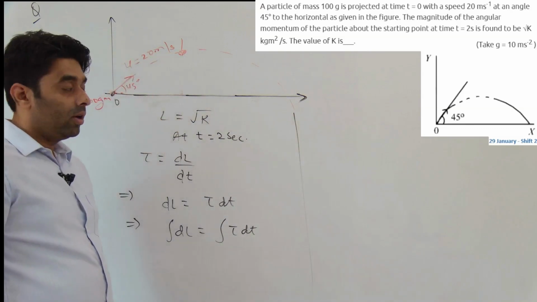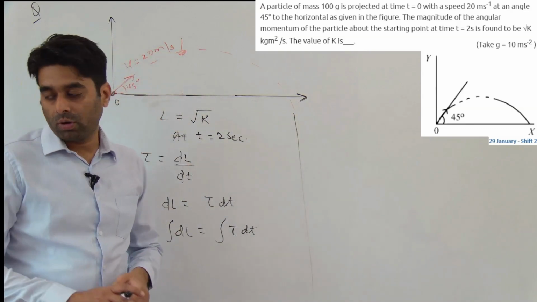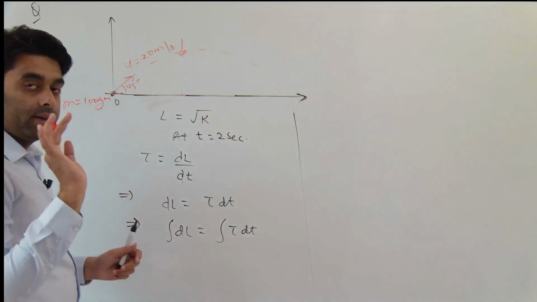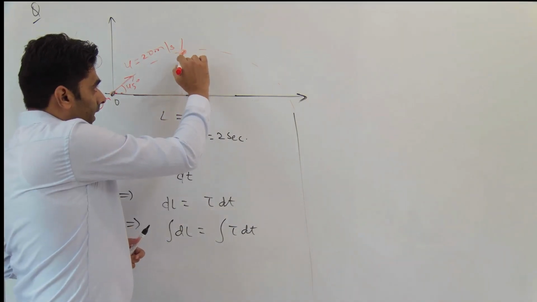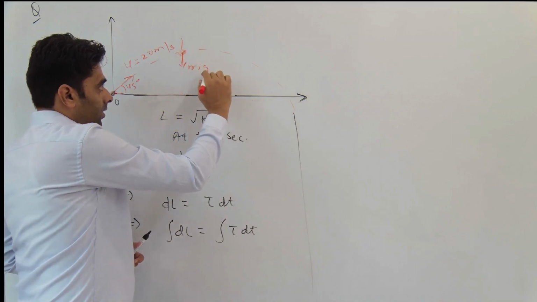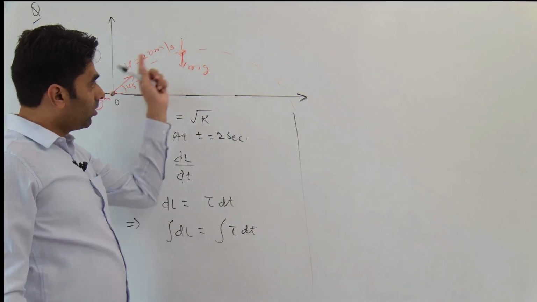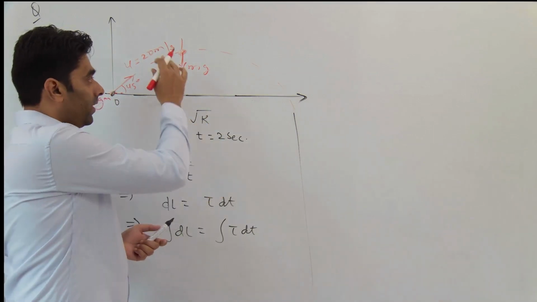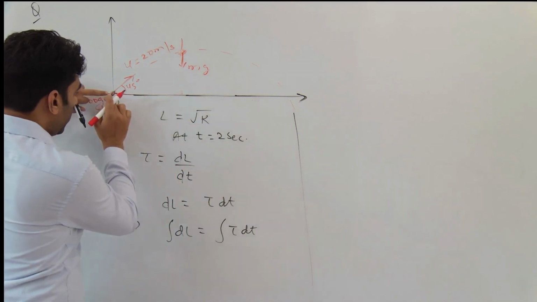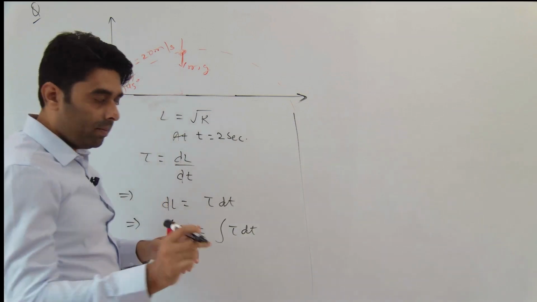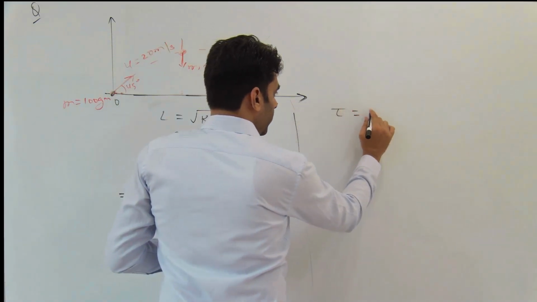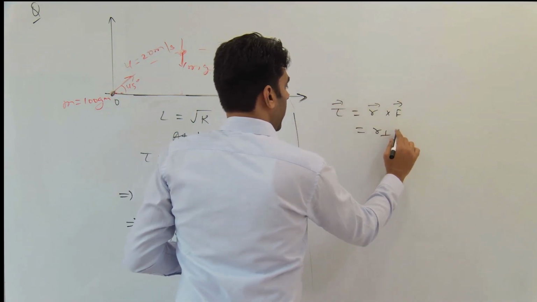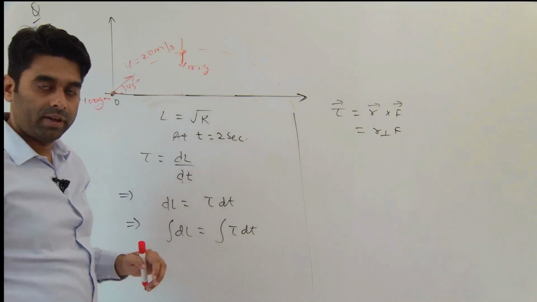Tau is your torque. Which force is applying torque over here? On this particle, only one force is acting, which is your mg. Throughout its journey, only mg will be acting. If we write down the torque of mg about this point at any time t, torque is r vector cross F vector. This I can also write as r perpendicular F.